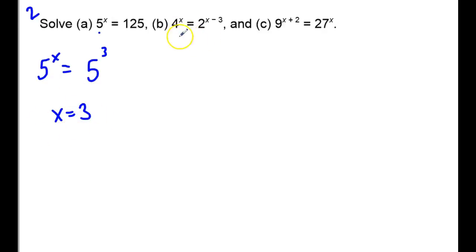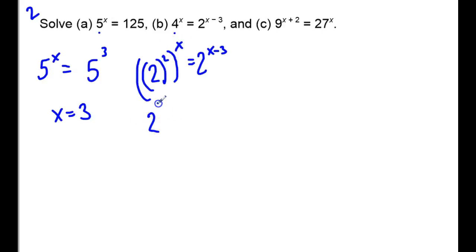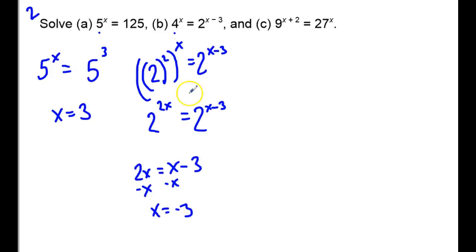Now let's look at part B. Again, my bases are not equal, so first I have to get them to be the same. I know that 4 can also be written as 2 squared, right? But I can't forget that I have that x out there, equal to the x minus 3. Remember our properties of exponents: when I have an exponent taken to another exponent, I can multiply. So it becomes 2 to the 2x equals 2 to the x minus 3. Now that I have the same base, I can set my exponents equal and solve. I'm going to subtract x from both sides, so I end up with x equals negative 3 for this part B.